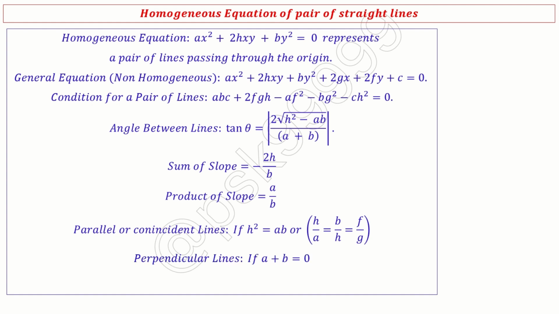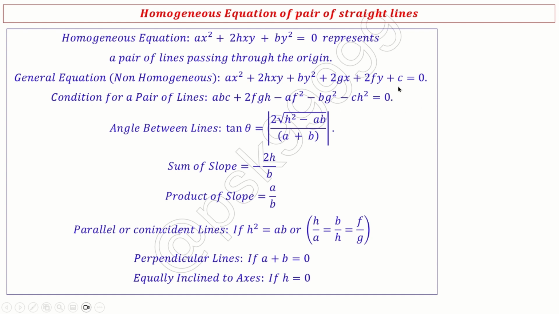Okay. Next is perpendicular lines. If a plus b equal to 0, then they are perpendicular. Okay. Then equally inclined to axis. If h is equal to 0, then they are equally inclined to axis. Okay. So these are the things which you should remember. And the condition part actually, always you have to check if it is not given.